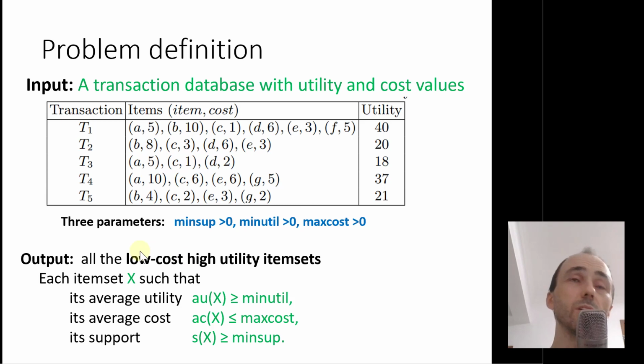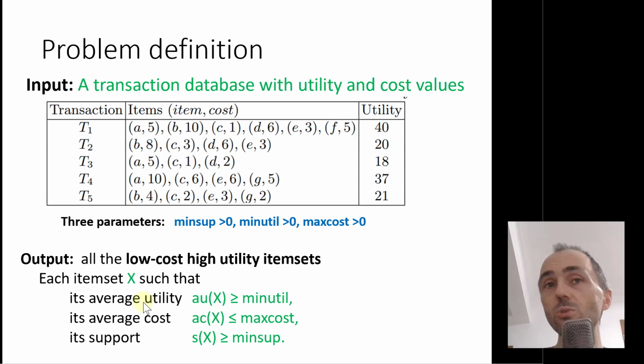Now, what we want to do in this problem, we have the input on top. We have 3 parameters we call the minimum support, minimum utility, and maximum cost. Our goal will be to find all the low-cost, high-utility item sets. We say an item set X is a low-cost, high-utility item set if its average utility is more than the parameter, the minimum utility, its average cost is less than or equal to the maximum cost, the parameter, and its support is at least the minimum support, another parameter.